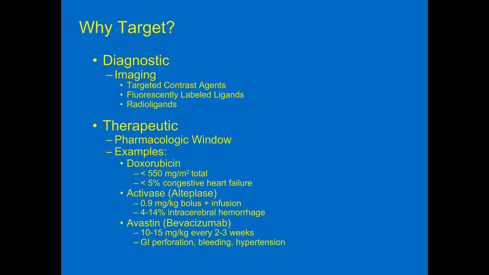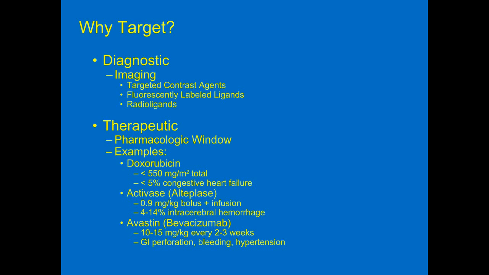And I've given some examples here of drugs or therapeutics that are in clinical use, and the problems involved with a systemic application or systemic dosage, which is still the predominant therapeutic approach. Doxorubicin, an anti-cancer compound, cannot be given at more than 550 milligrams per square meter total body surface area, because at that point you get a 5% incidence of congestive heart failure.